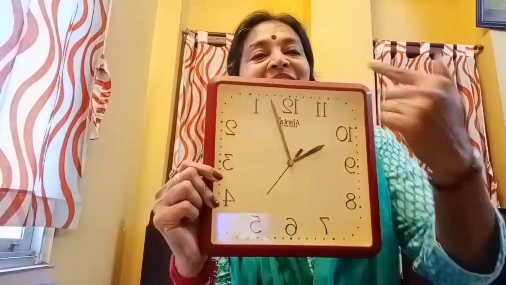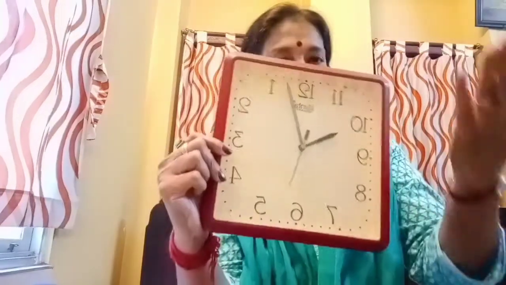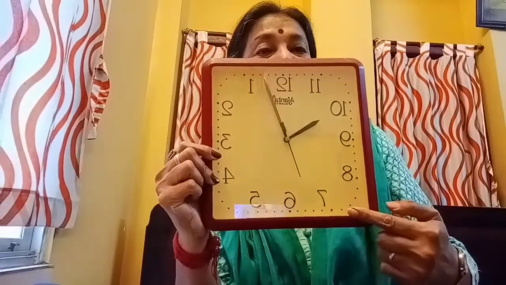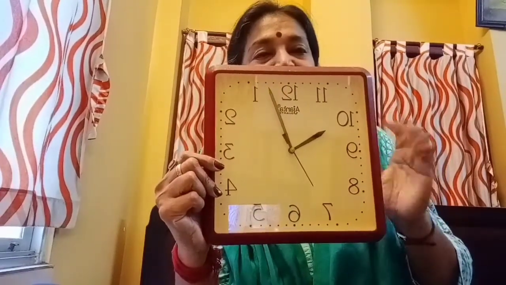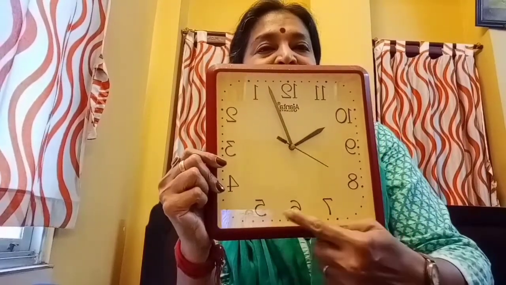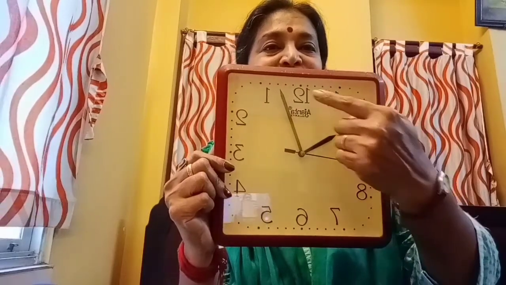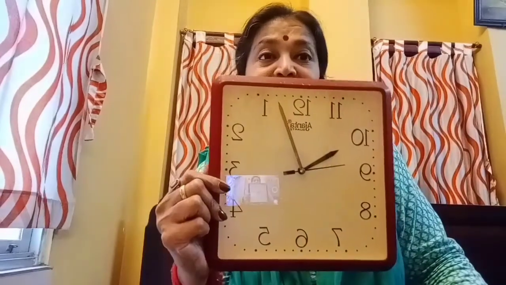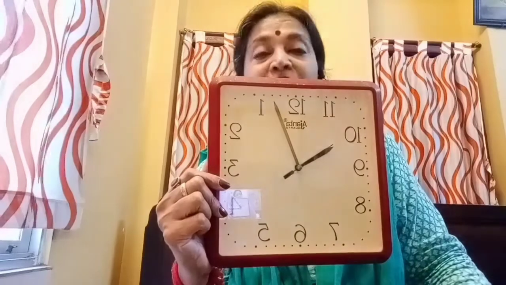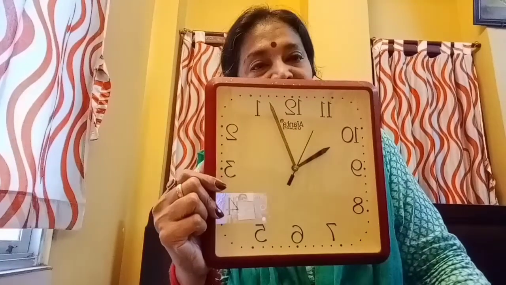What are these? This is called the face of the clock. Like I have my own face, you also have your own face, the clock also has a face. Now on this face, the clock has some digits. What are they? 1, 2, 3, 4, 5, 6, 7, 8, 9, 10, 11, 12. So if anybody asks you, there are dash digits on a clock's face, what will you say? You will say there are 12 digits on a clock's face.